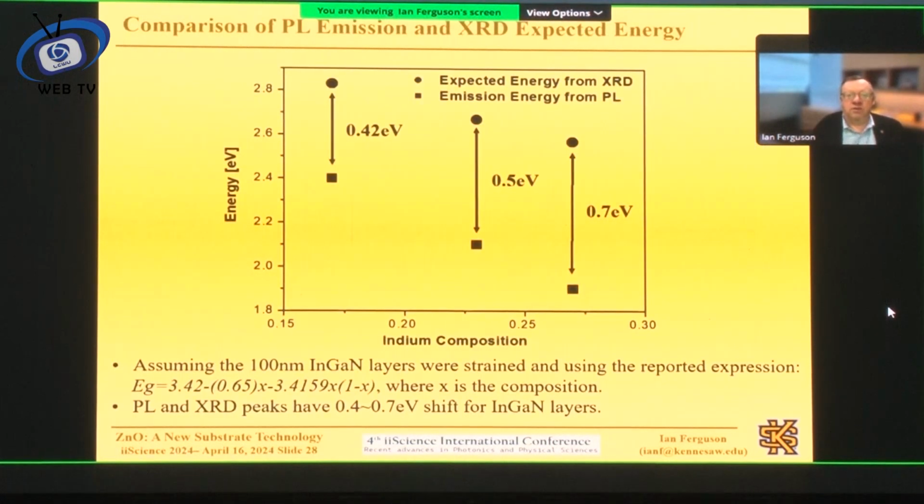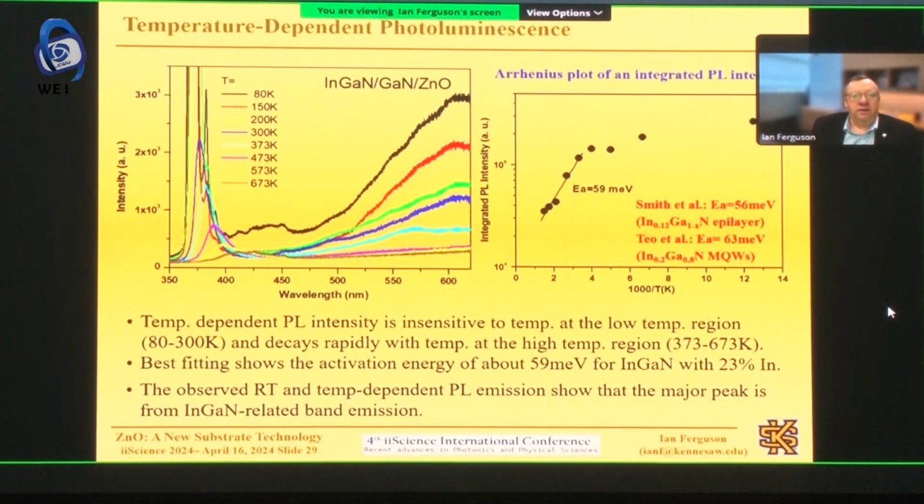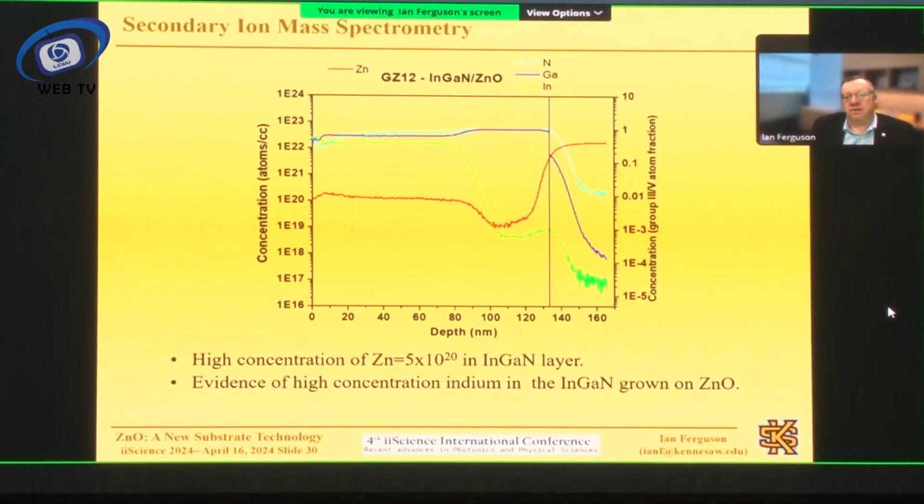The unfortunate issue is that the luminescence peak, relative to where we thought it would be based on what the X-ray was telling us, indicated that the emission was likely from defects in the layer. So we looked at temperature-dependent luminescence and some other things, and there was still evidence. This is a SIMS measurement. There was still evidence for strong interdiffusion between these layers.